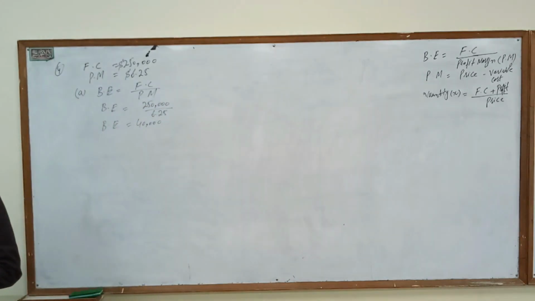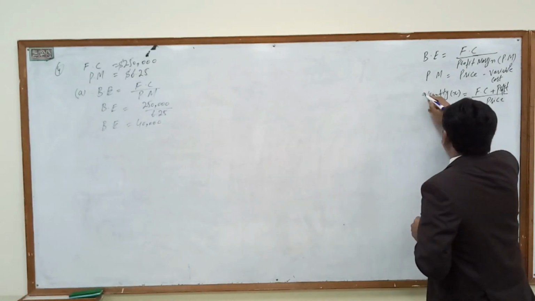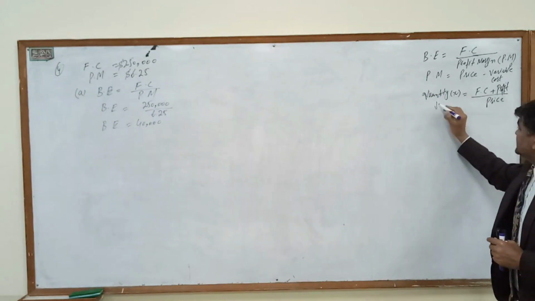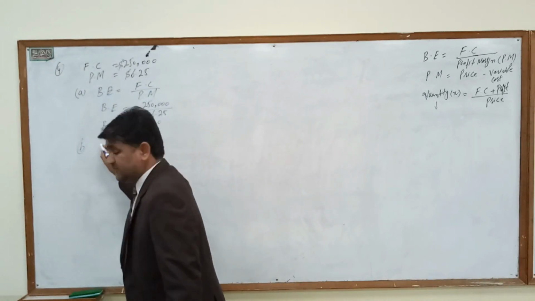Okay. Part B. What is the expected profit if 50,000 books are sold? If 50,000 books are sold, what is the profit? Here we can simplify the question. Profit margin is also given. Look at this formula. How much quantity are they going to sell? In part B, how many books are going to be sold?